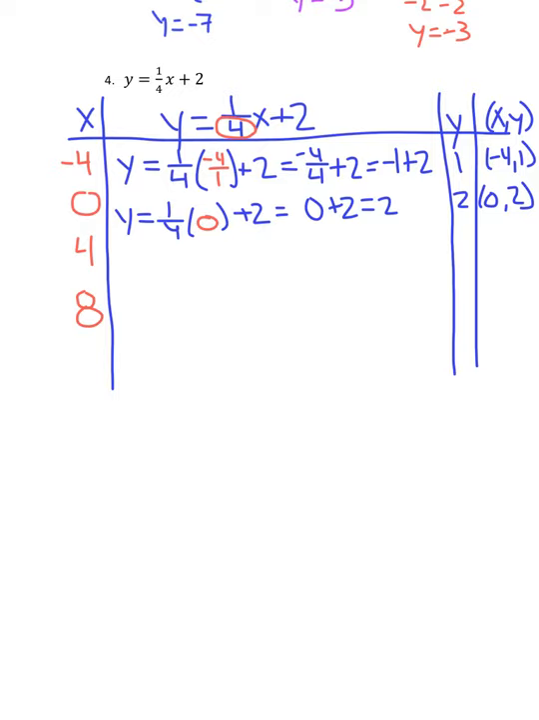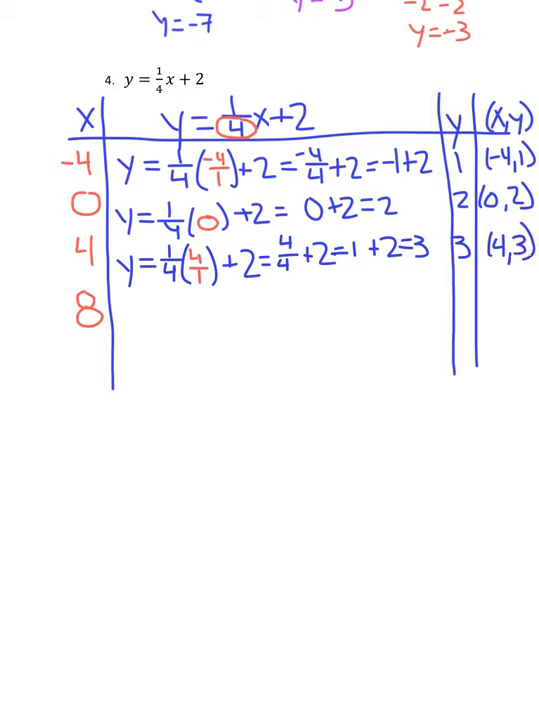All right, let's try the 4 then. So I have y equals 1 over 4 times 4 over 1 plus 2. So multiply straight across the top. 4 times 1 is 4. 4 times 1 is 4 plus 2. 4 divided by 4 is 1 plus 2. 1 plus 2 equals 3. So when x is 4, y is 3.